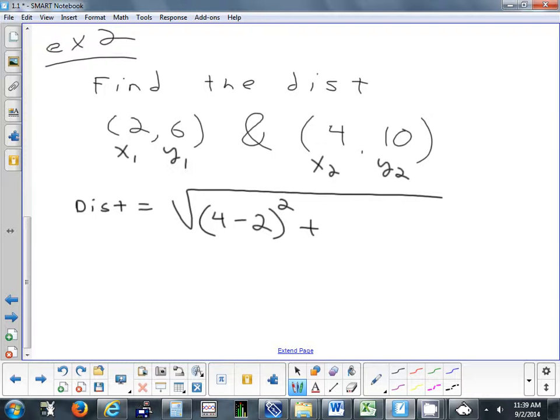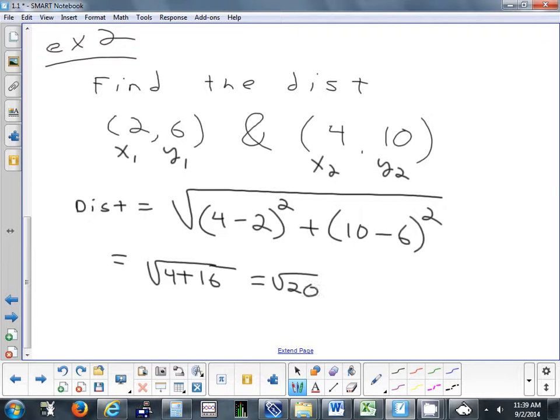And now it's y2 minus y1. Brandon, what's y2? 10. Minus, Ethan, what's y1? 6. And we square it. Okay, so we'll do that out. 4 minus 2 is 2. And when you square 2, you get 4. 10 minus 6 is 4. You square 4, you get 16. So I get the square root of 20.